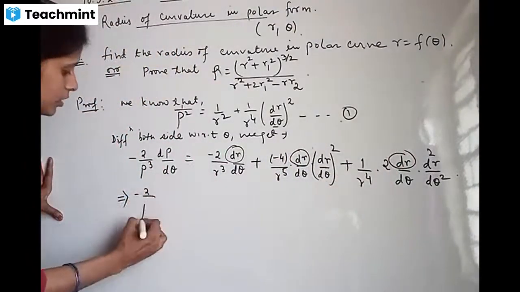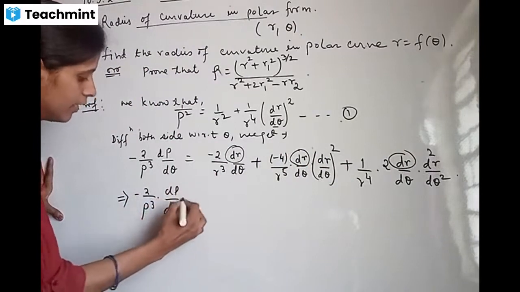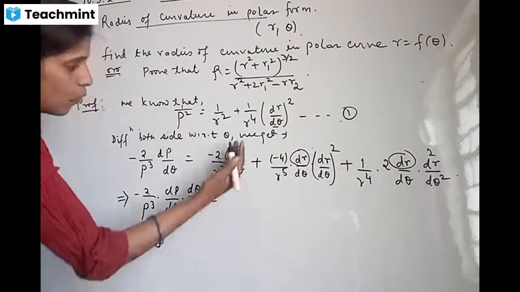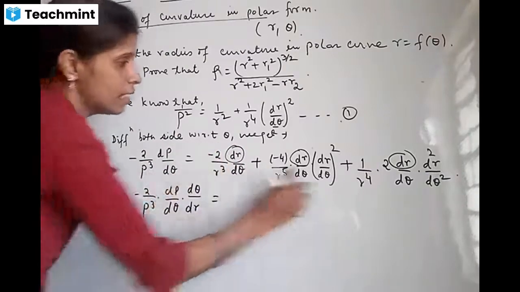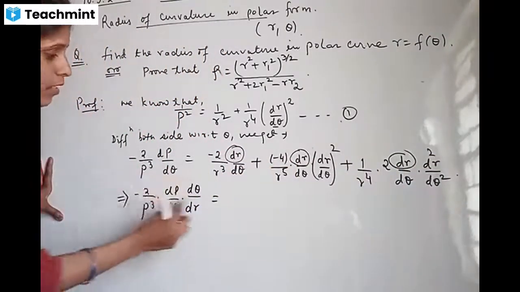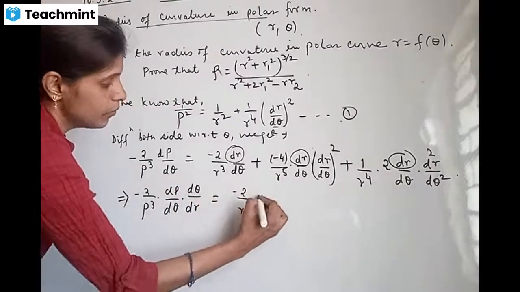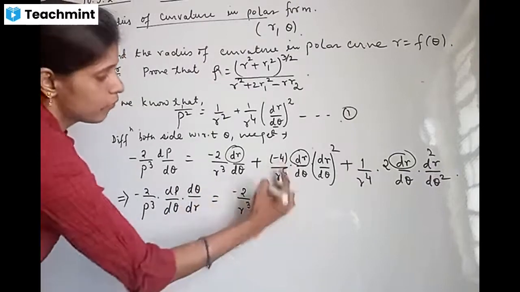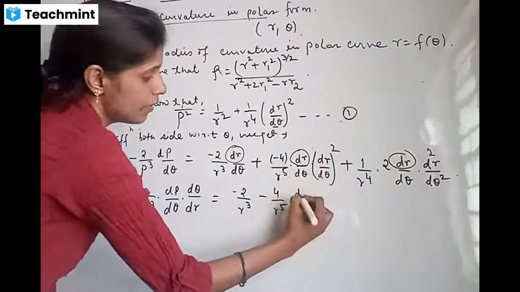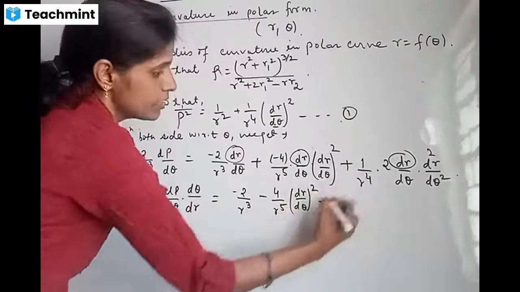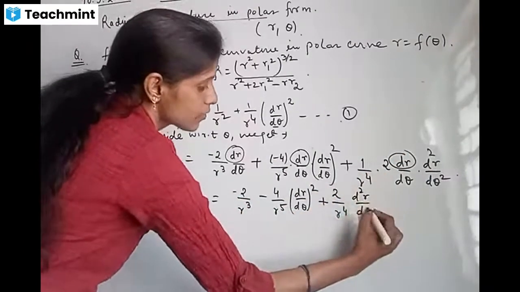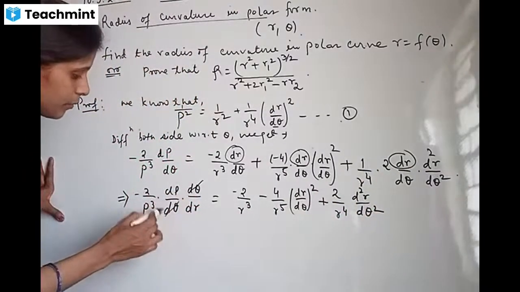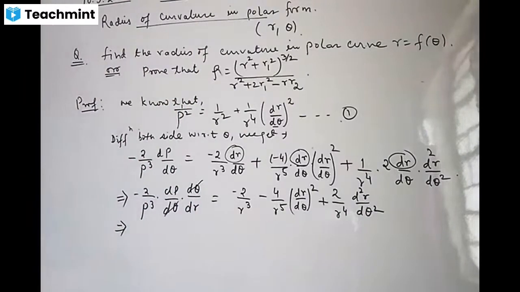So this will become minus 2 by P cube dp by d theta into d theta by dr, while taking this in the left hand side. What do we have? D theta up and then d theta down, because I am taking the dr by d theta common from all these three terms. So here what we are remaining with: minus 2 by r cube plus, sorry, minus 4 by r5 dr by d theta whole square, and then plus 1 by r to the power 4, that is 2, and then d2r by d theta square. Now d theta and d theta are going to be cancelled. So from here what we have is dp by dr.